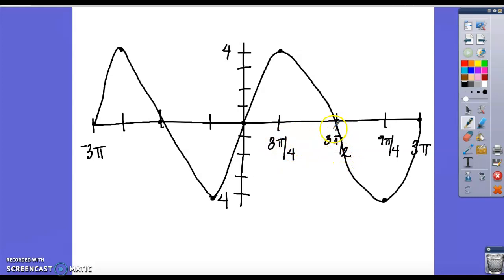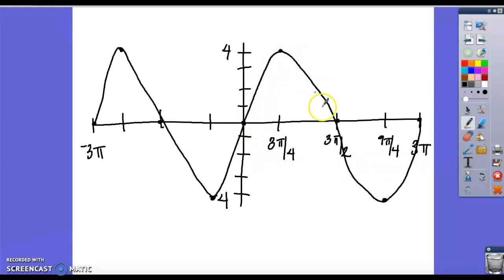So 3 pi over 4 plus 3 pi over 4 is 3 pi over 2, plus 3 pi over 4 is 9 pi over 4, plus 3 pi over 4 is 3 pi. And so that's how you would set up your intervals, or that's how you would label the numbers on this axis, I guess you could say. So there is that graph.